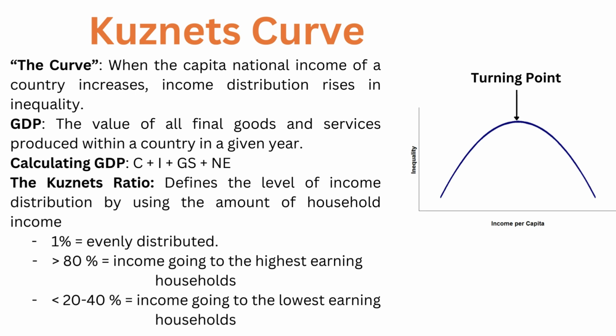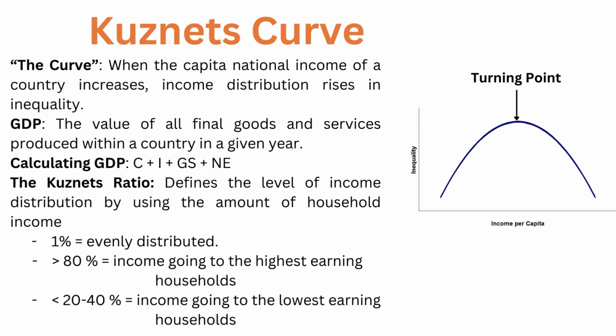GDP is the value of all final goods and services produced within a country in a given year. Depending on how low or high a country's GDP is, you can tell how big an economy is by its growth rate. The calculation for determining GDP is consumption plus investment plus government spending plus net exports. This GDP calculation is important to the Kuznets curve because according to Kuznets, a country's economy can grow in the long term by increasing the supply of goods in a population, calculated through GDP.